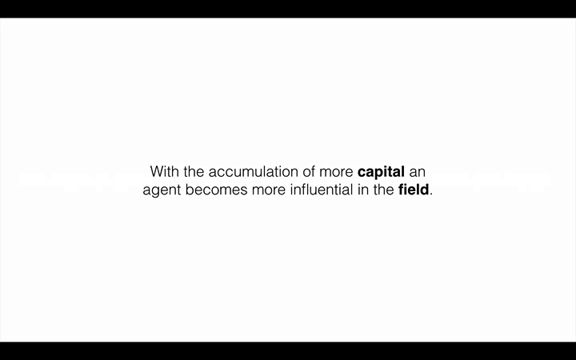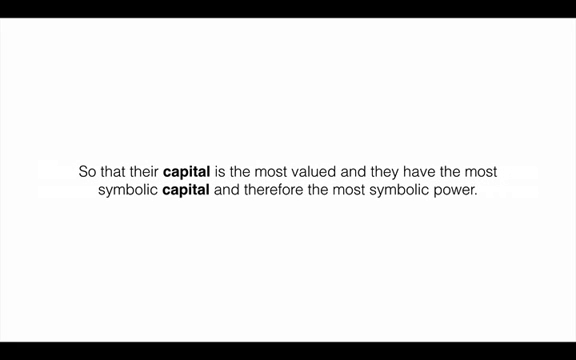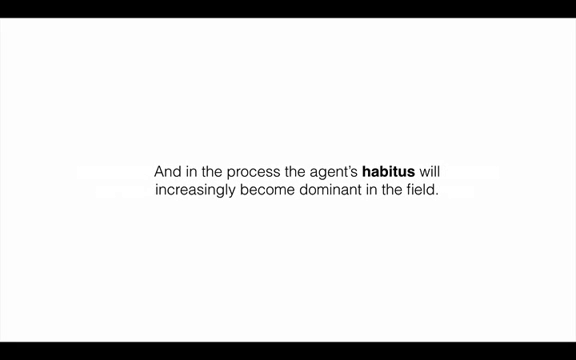The better an agent plays the game, the more capital the agent will accumulate. With the accumulation of more capital, an agent becomes more influential in the field. With more influence, the agent moves into a position to influence the valuation and conversion of capital within and between different fields. With more influence, the agent will increasingly influence the valuation and conversion of capital in the field and does so for the most benefit to them, so that their capital is the most valued and they have the most symbolic capital and therefore the most symbolic power. In the process, the agent's habitus will increasingly become dominant in the field.